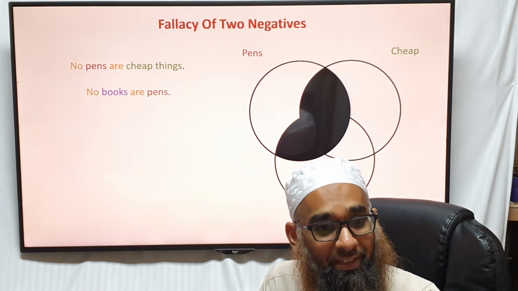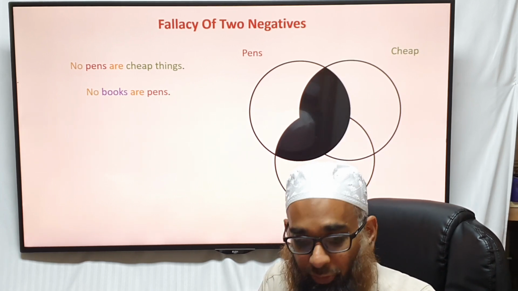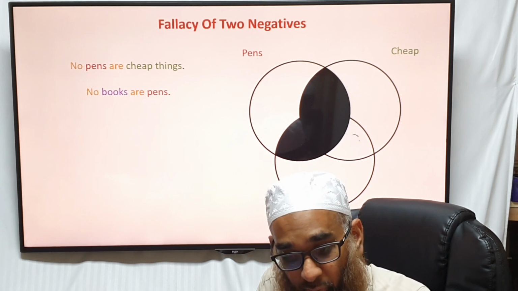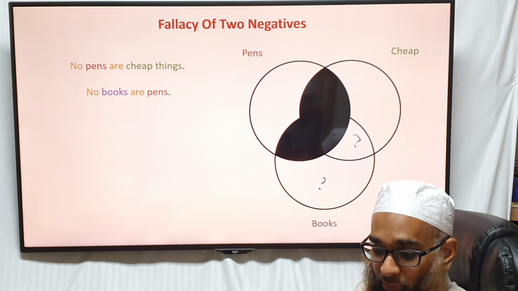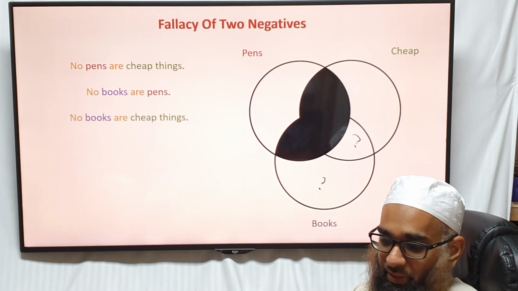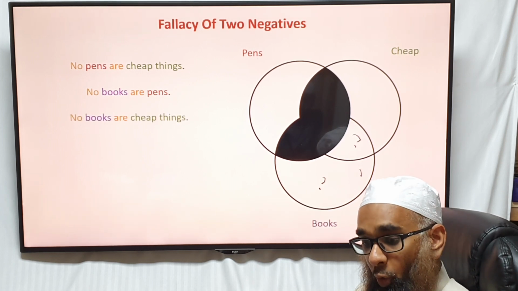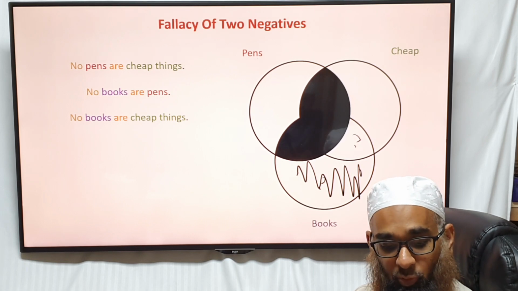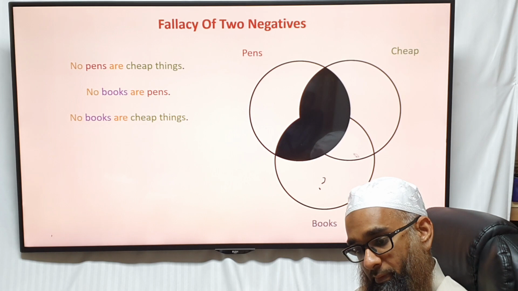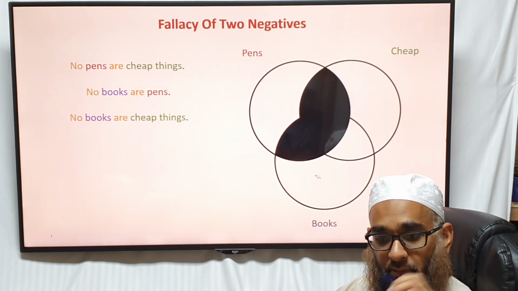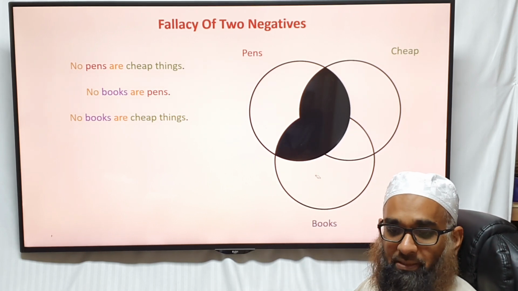It's not distributed, isn't it? So we don't know about books. Do some books fall here? We don't know. So with two negatives, we can't say that no books are cheap things. We can't be sure about that. Why do we cross that out? We have no reason or evidence to cross that one out. Are you following? Doesn't that give you that some books are not cheap? We don't know anything about books and cheapness.